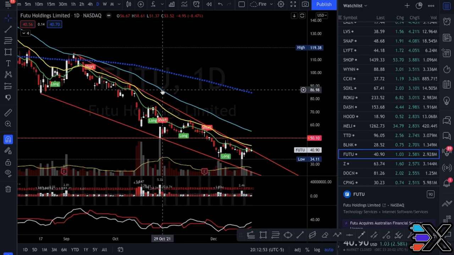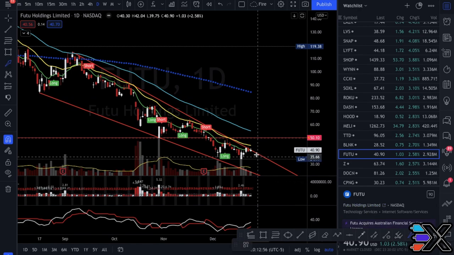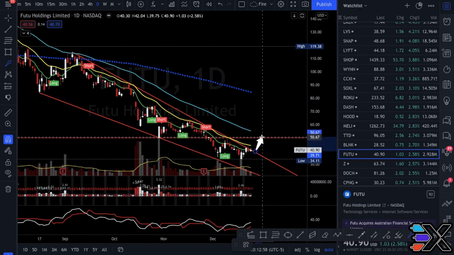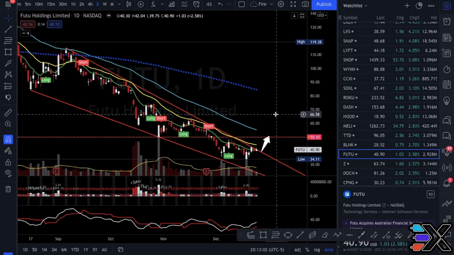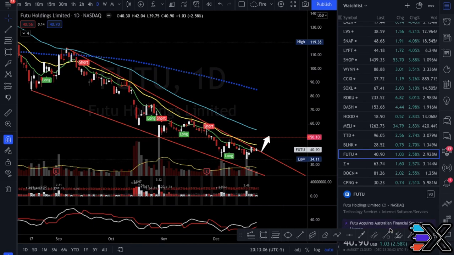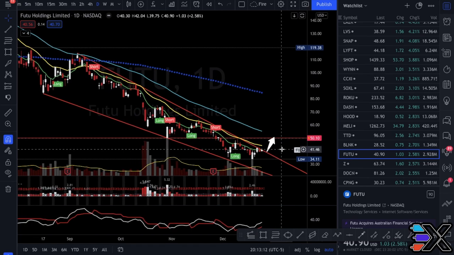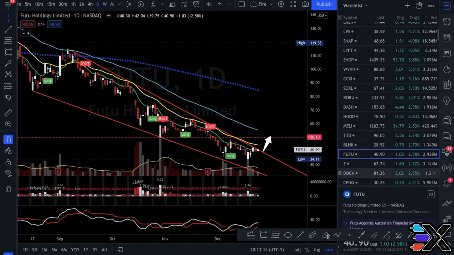Here's FUTU, ticker symbol. Looks super close to breaking out with this falling wedge. And it's definitely worth a trade over 50.10, it looks like, where you see that arrow. You'd want it to break upside. So I'm pretty sure I already had an alert set there.